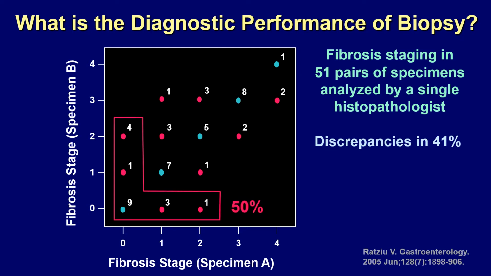Here, for instance, is the group where at least one of the specimen pairs showed no fibrosis, in other words, stage 0 fibrosis. In 50% of the cases, the other specimen showed either stage 1 or stage 2 fibrosis. So histopathology is far from perfect in staging liver fibrosis.